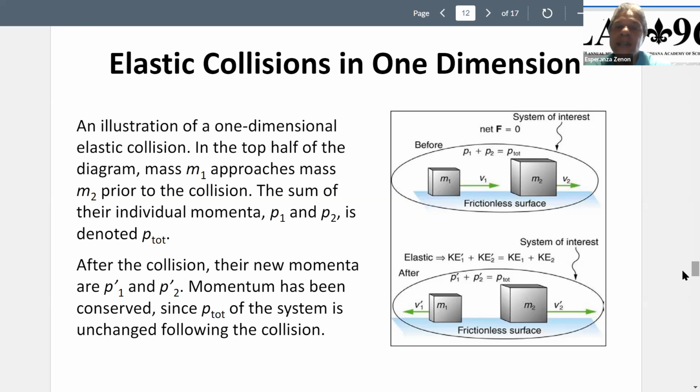So we look at these objects, we isolate them, and we look at them before the collision happens, and we figure out their total momentum. And then when we look at this system after the collision, we know that we're going to get the same total amount of momentum, because momentum is conserved. And if it's elastic, kinetic energy is also conserved, and the objects are going to rebound.